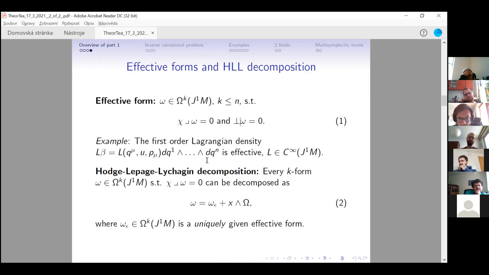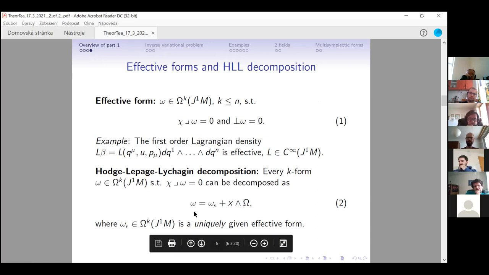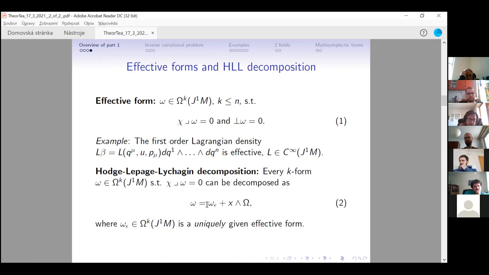Okay, so that's how this operation looks in local coordinates. And the key theorem is that every K form which satisfies this property can be decomposed as this sum, with the important fact that this omega E is a uniquely given part and it's effective. So to every form, I can find a unique corresponding effective part, right? And this form and this form will produce the same Monge-Ampere equation.